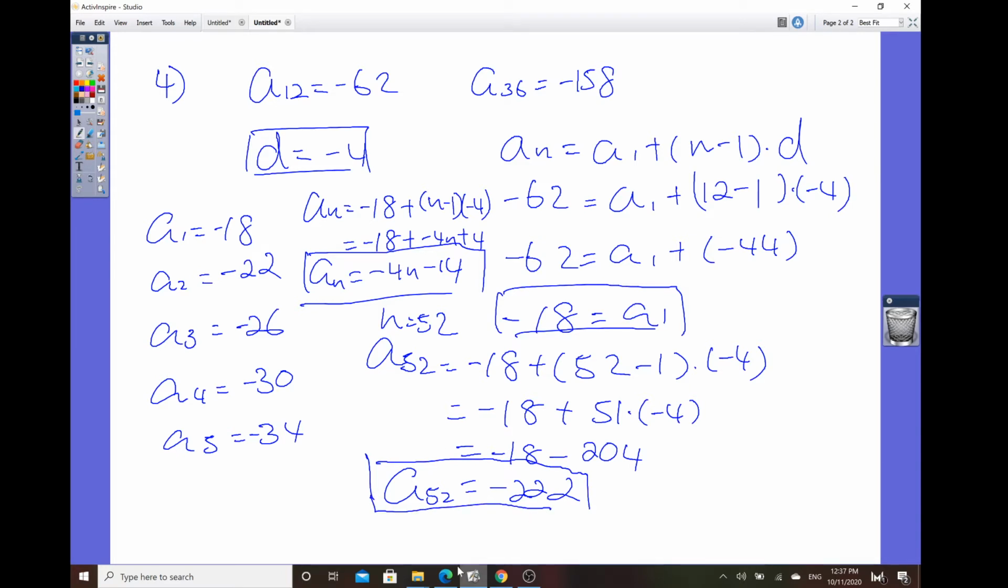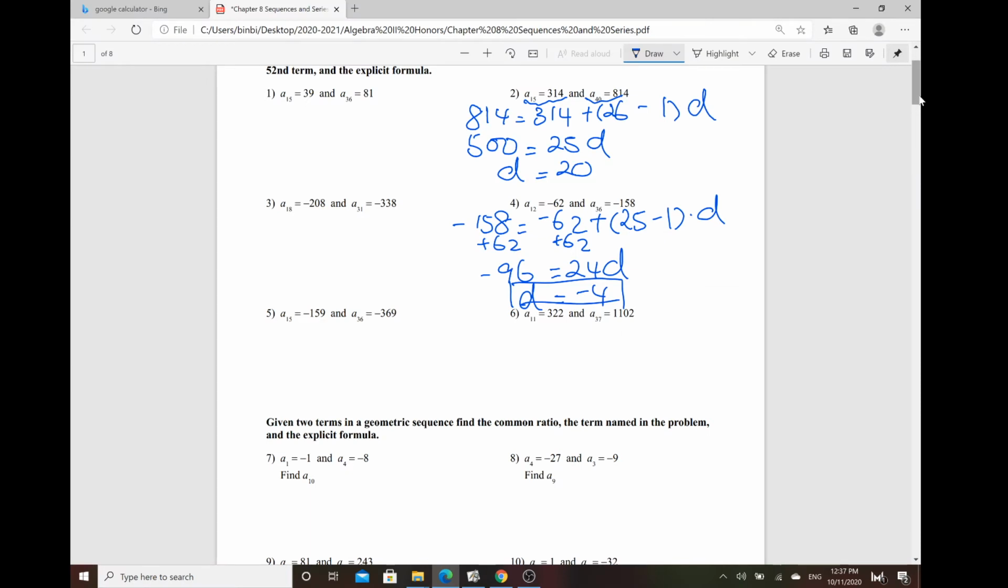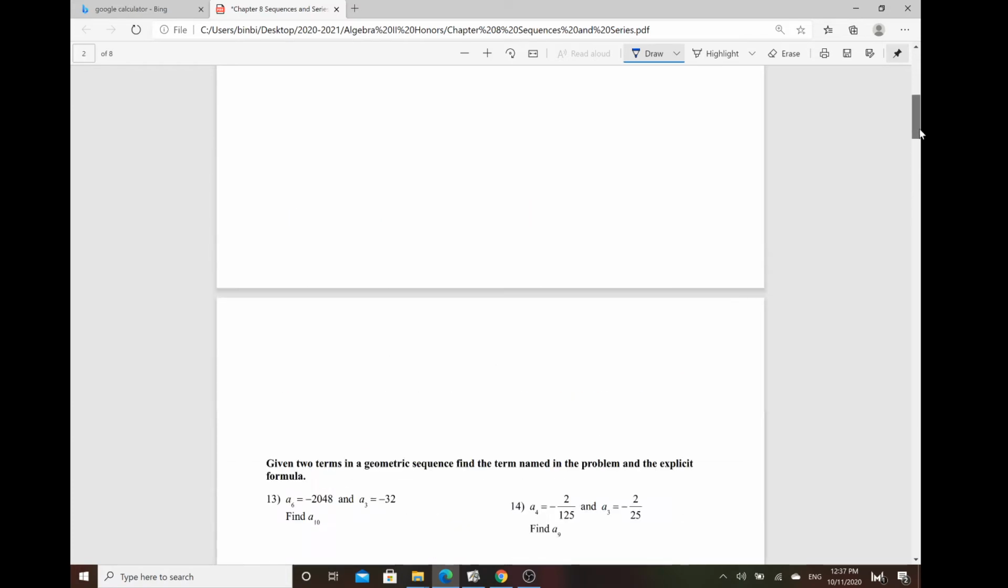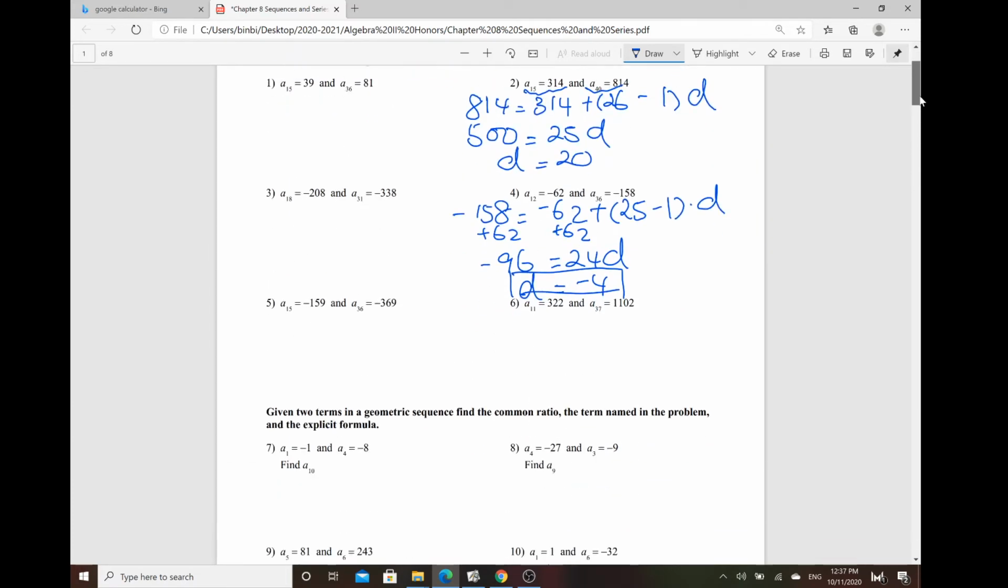Okay, so let's check that. So this one's number 4. Okay, it's all that. So the other one is quite similar. So number 6, so that's the one you guys can figure out.